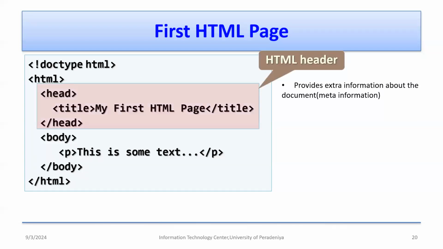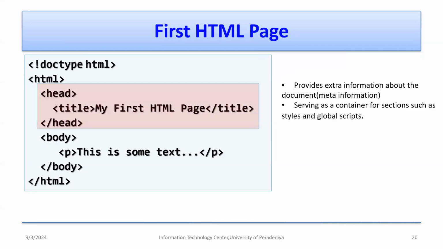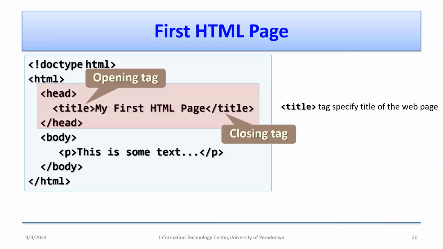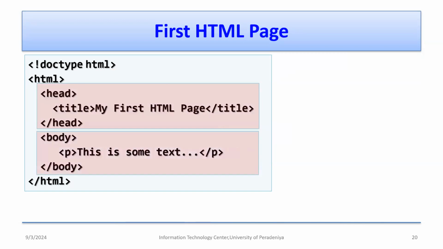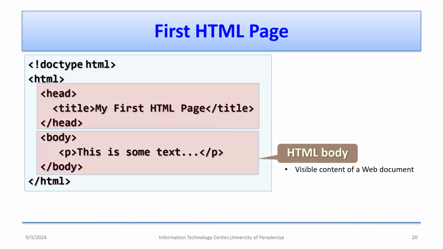So this is the HTML header, which provides extra information about the document. Here we have the opening and closing tag of the title. This is the body section, which is the section visible to the user, or we call it the content of the web page. Okay, now let's create a web page.